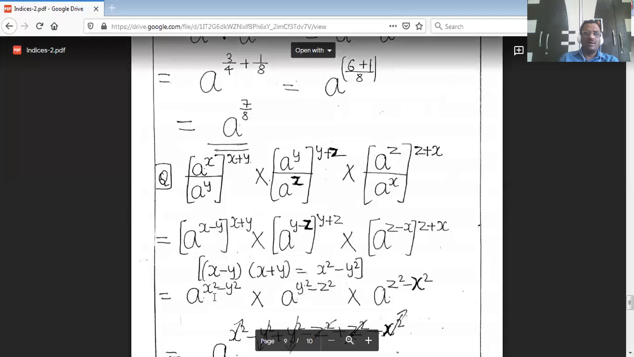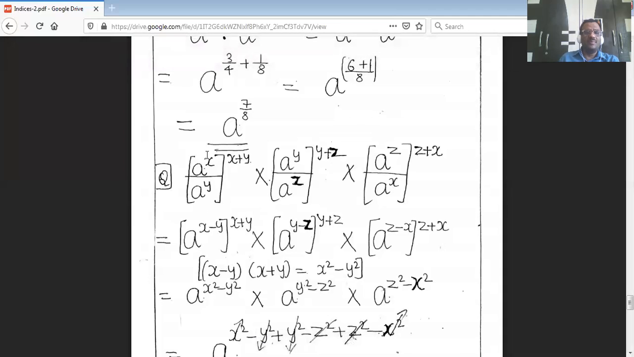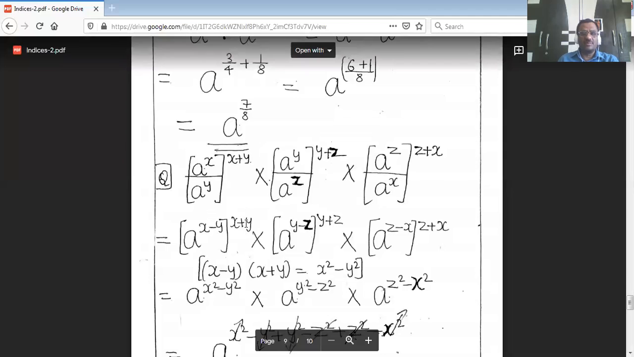It's only all about 2 steps. That's it. A to the power of x by y, assuming that x is more than y, this is going to be x minus y. A to the power of x minus y, whole to the power of x plus y.